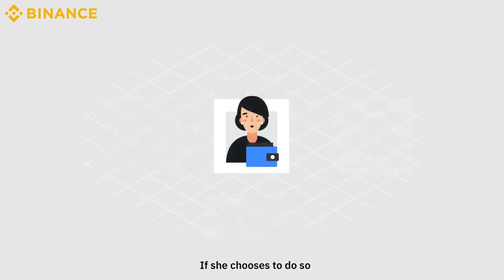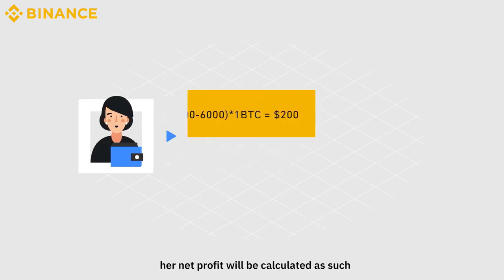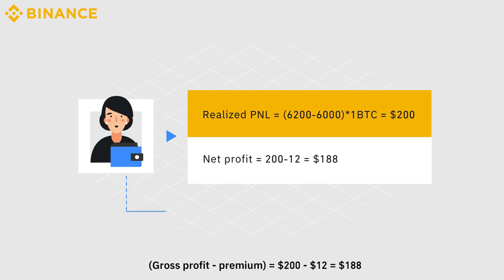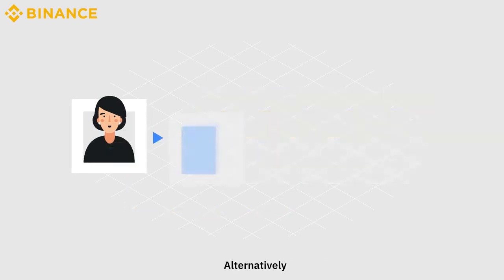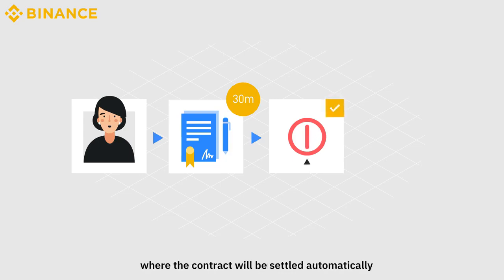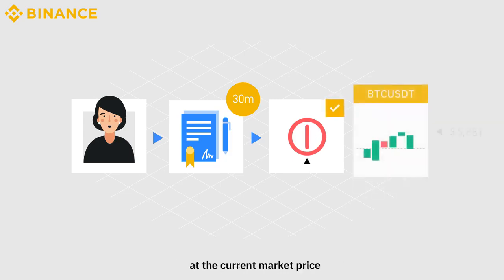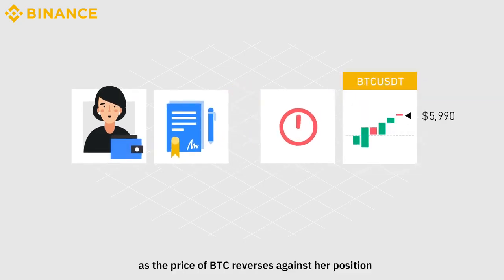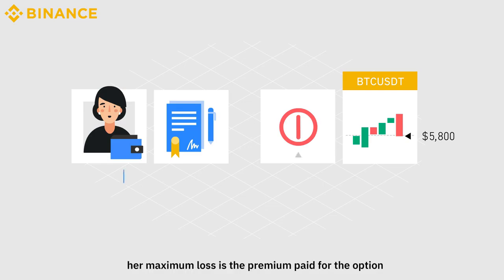If she chooses to do so, her net profit will be calculated as such: gross profit minus premium equals $200 minus $12 equals $188. Alternatively, she could also hold on to her option contracts until it expires, where the contract will be settled automatically at the current market price. Conversely, as the price of Bitcoin reverses against her position, her maximum loss is the premium paid for the option.